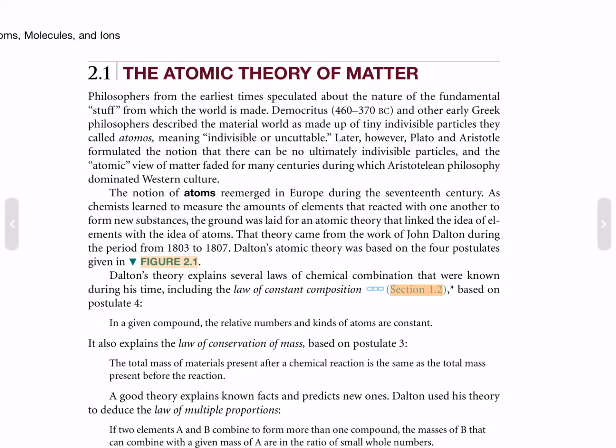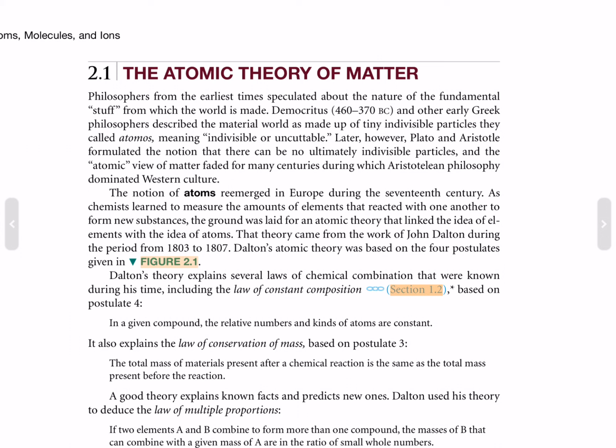Later, however, Plato and Aristotle formulated the notion that there can be no ultimately indivisible particles, and the atomic view of matter faded for many centuries, during which Aristotelian philosophy dominated Western culture. The notion of atoms re-emerged in Europe during the 17th century. As chemists learned to measure the amounts of elements that reacted with one another to form new substances, the ground was laid for an atomic theory that linked the idea of elements with the idea of atoms.